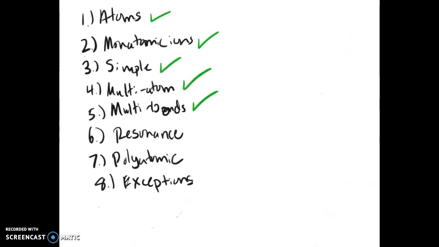Now to quickly sum up what we covered, we've gone over atoms, monatomic ions, simple molecules, multi-atom molecules, and multi-bonds in the last video, which I will leave linked. And now we've gone over resonance structures, polyatomic ions, and some exceptions to our rules.